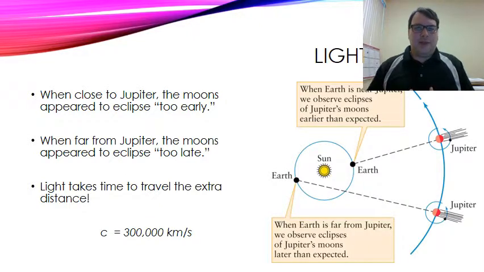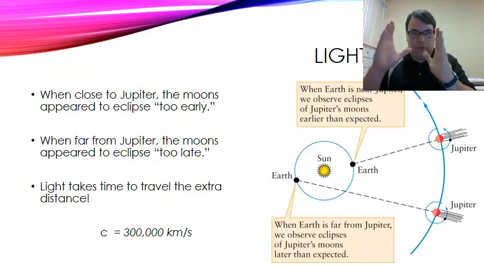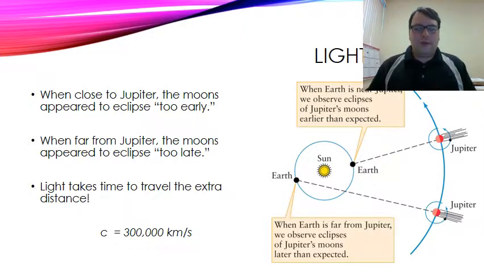When we're looking at light, light is something that takes time to travel. You can see an example of this when we're looking at Jupiter. If Earth is close to Jupiter, in terms of our orbit is close to Jupiter in its orbit, then as the moons of Jupiter orbit around the planet, what we're getting to see is that the moons will actually eclipse, they'll fall behind Jupiter's shadow a little too early. What that means for us is that we're seeing these moons go behind Jupiter sooner than expected.